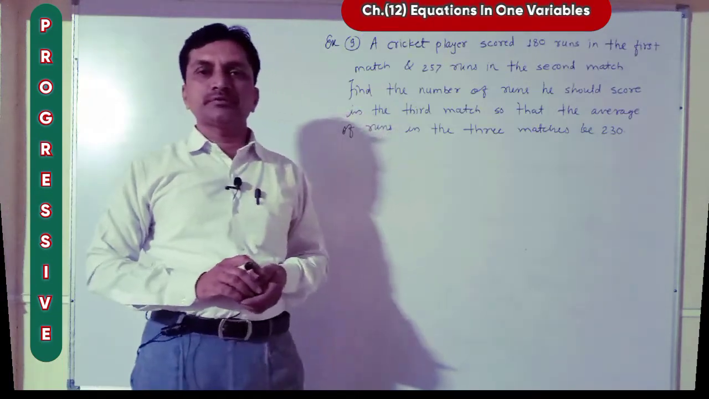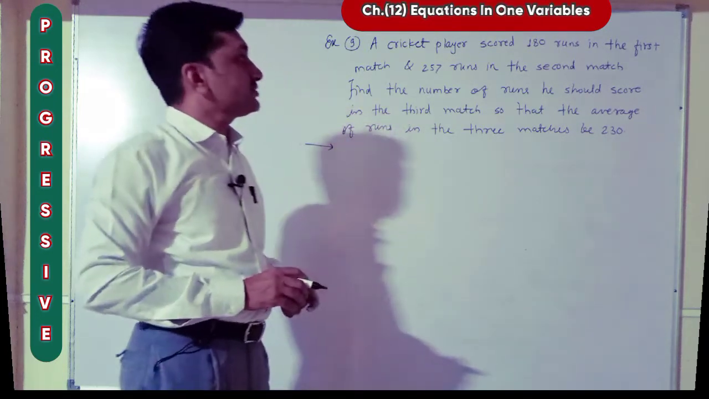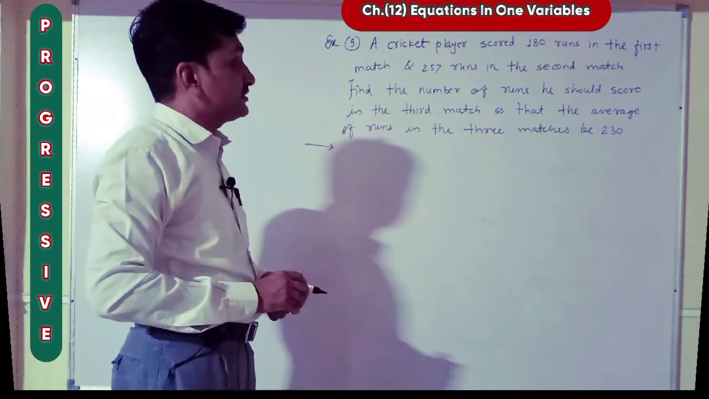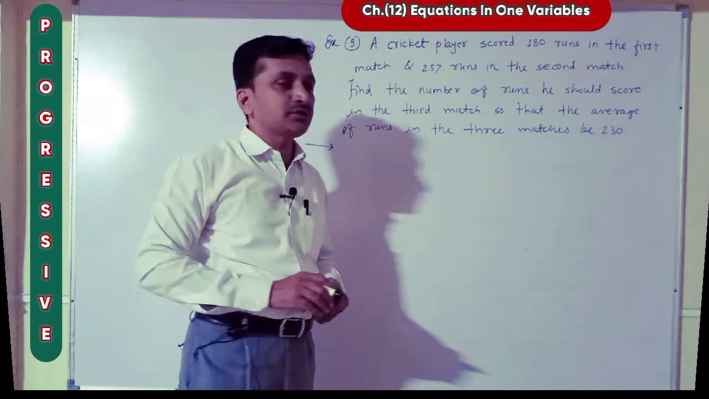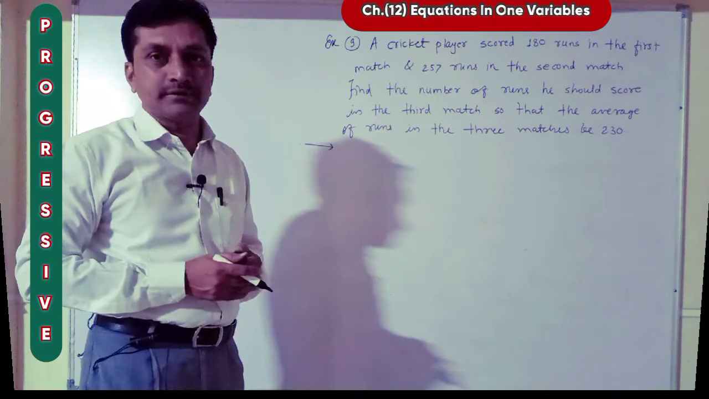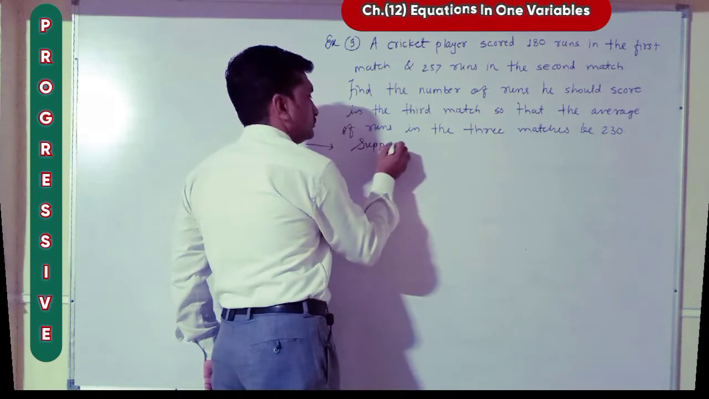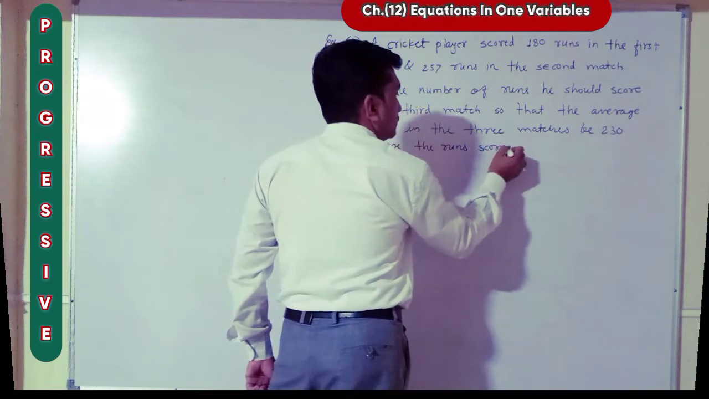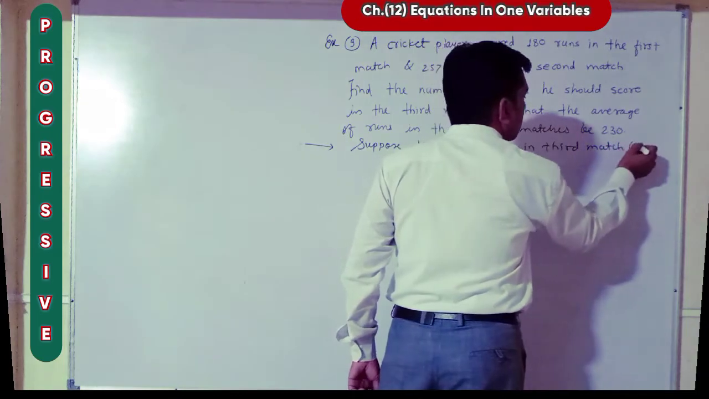Now let's see example number 9. A cricket player scored 180 runs in the first match, 257 runs in the second match. Find the number of runs he should score in the third match so that the average of runs in the 3 matches be 230. Average is given and runs scored in the third match we have to find. Then let it be x. Suppose the runs scored in third match be x.